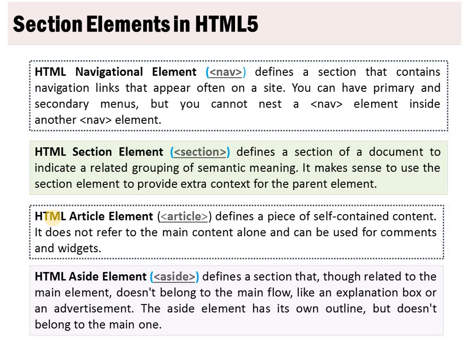After that, section. It defines a section of a document to indicate a related grouping of semantic elements. What does it mean? For example, if I want to create a form, then I can add it into my section tag, because all the form elements have a similar semantic meaning. After that, there is the article element, which defines a piece of self-contained content. It does not refer to the main content alone, and it can be used for comments and widgets, if you provide some article related content.